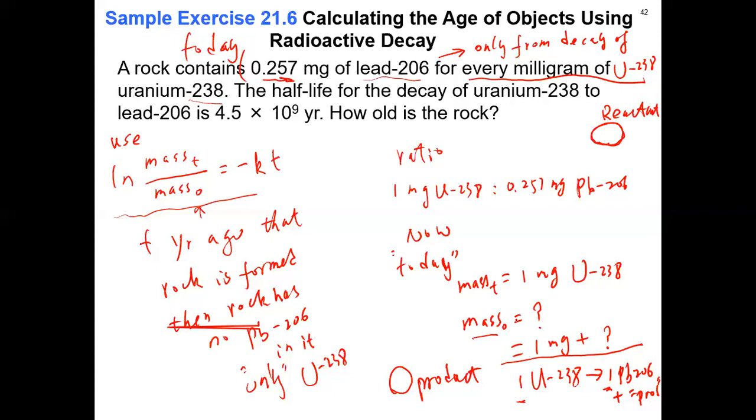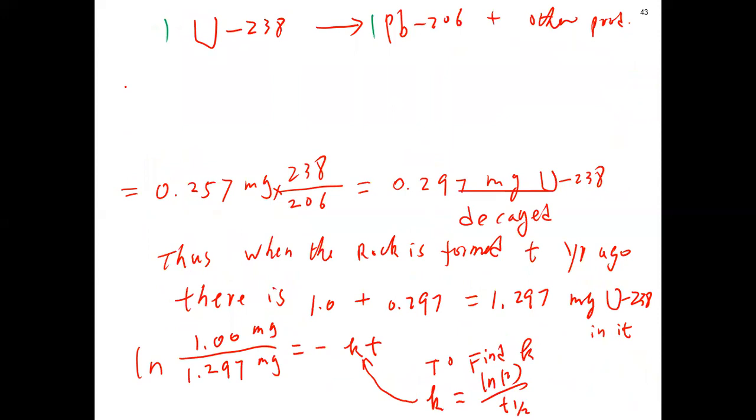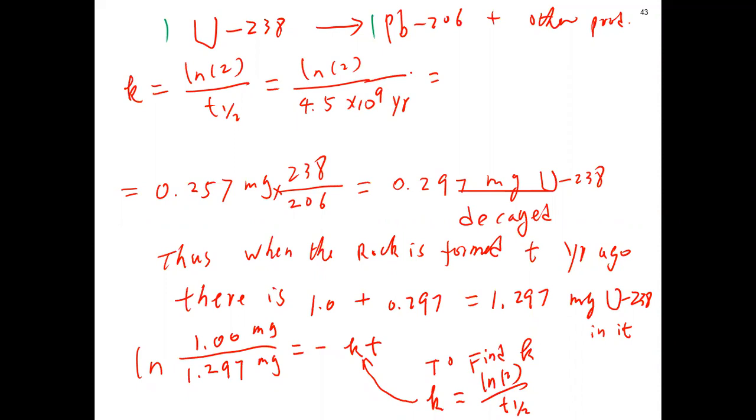Okay, so let's see. We have this K equals ln 2 divided by T 1/2. We are given the T 1/2 for uranium-238, 4.5 times 10 to the power 9 years. So we do the conversion, and we find this K will be 1.54 times 10 to the negative 10, 1 over years. All right, so now we will just put this K here and calculate T. Yeah, I think that's a good question. From my previous classes, that is the confusing part, why we use 1 milligram of uranium-238.